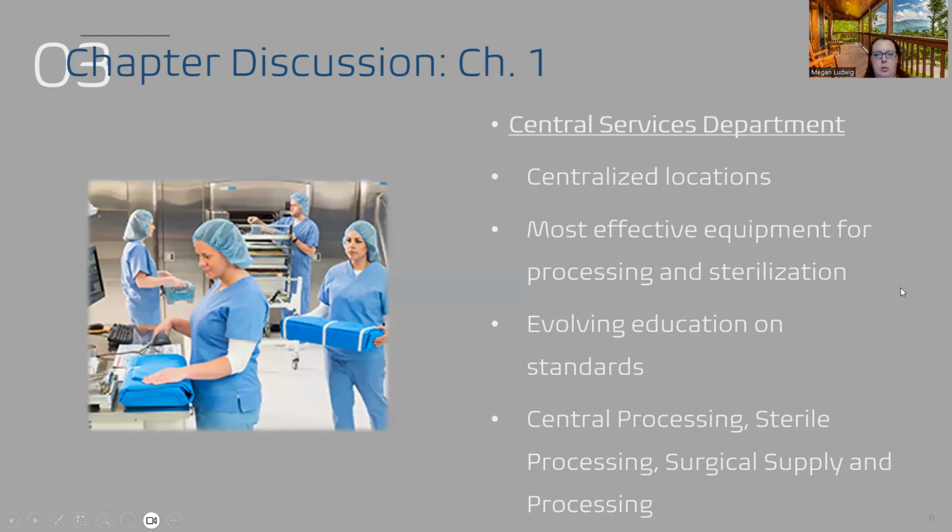They also are in charge of the most effective equipment for processing and sterilization. They have to keep up with those things, staying up to date with industry standards, like I said, and making sure you have the right equipment for the job.